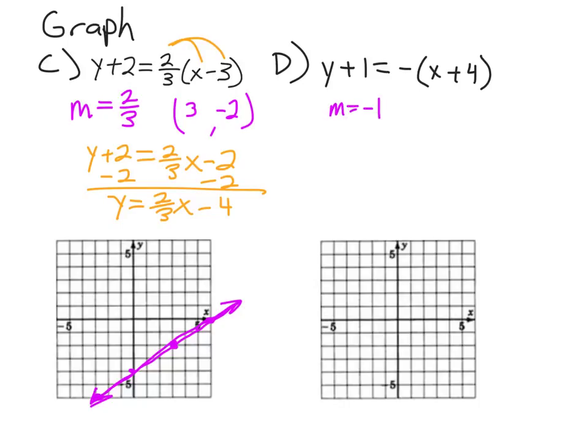-1. And my point, now I have x plus 4. So that's the same as x minus -4. So I know my x value is -4, and my y value must be -1. So I can plot that one point, -4, -1, and then use my slope to find other points. -1 over 1, down 1 to the right one, down 1 to the right one, and we can just keep going.